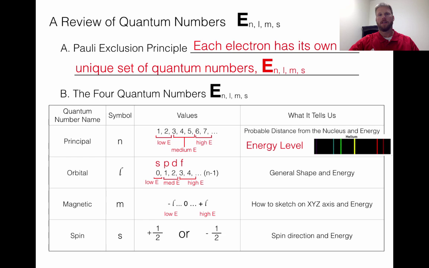And finally, the quantum number that allows each electron to have its own identity is the spin quantum number. Positive 1/2 or negative 1/2. Remember, in the chemistry notation, it's an up arrow or a down arrow, and positive 1/2 corresponds to low energy, and negative 1/2 corresponds to high energy. So that's just a quick review of the 4 quantum numbers.